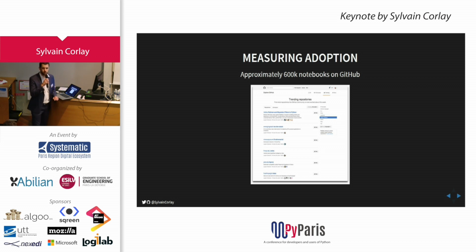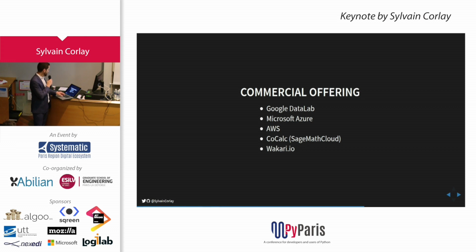There is another means to measure adoption. If you go on GitHub, which actually renders the notebook format, they actually list all the notebooks that they've got on their website, and last time we checked, there were 600,000 notebooks shared on GitHub and growing. So this gives a good idea of the adoption. So yeah, Jupyter is probably a good display of a healthy open source project.